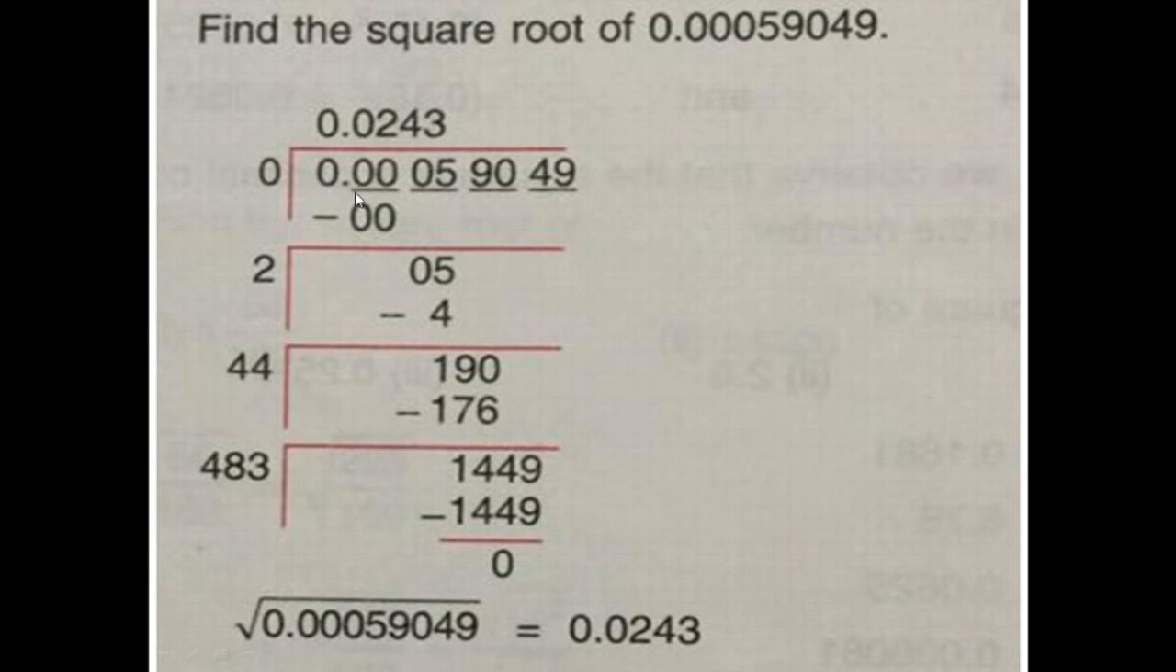Now start making pairs after the decimal, starting from this 0. This is one pair, second pair, third pair, and fourth pair. Here is a 0, so first of all we mark the point here, and after this point we mark 0. 0 zeros are 0. Subtract it. Here we have 0. Now bring down this pair, 05.